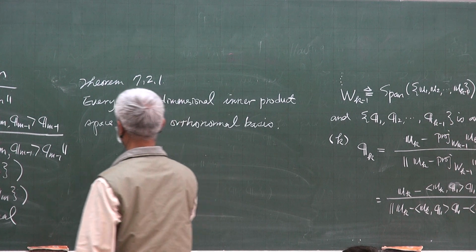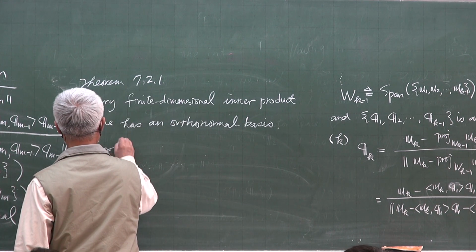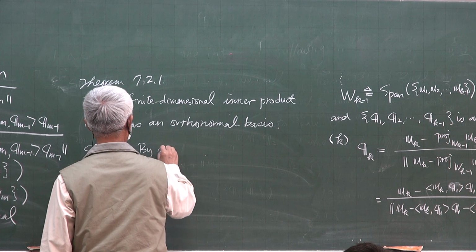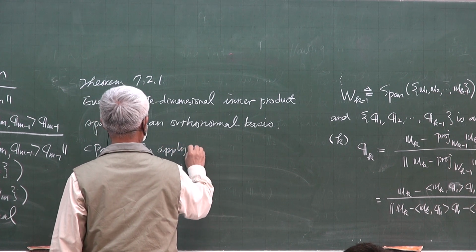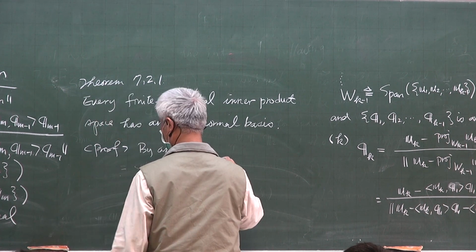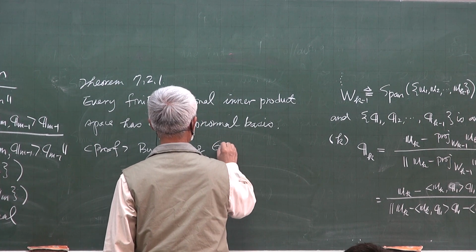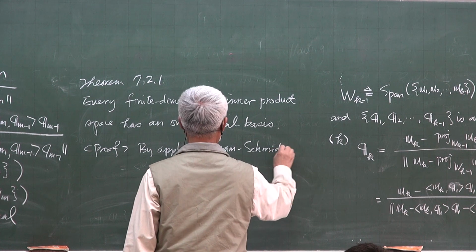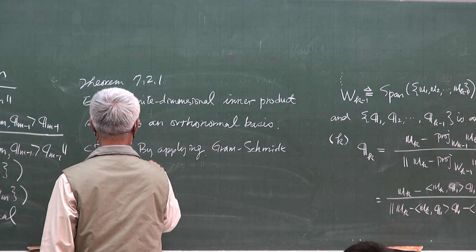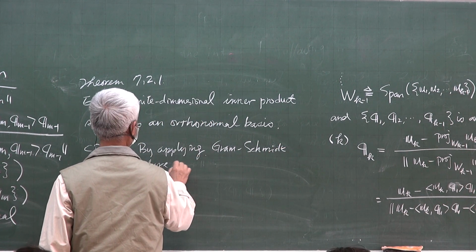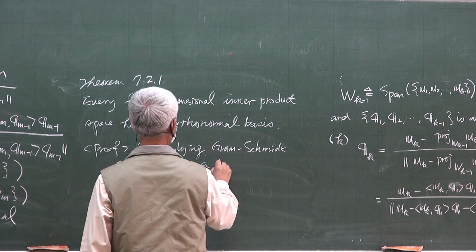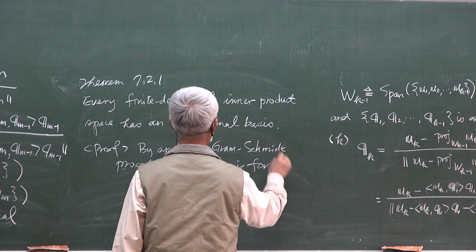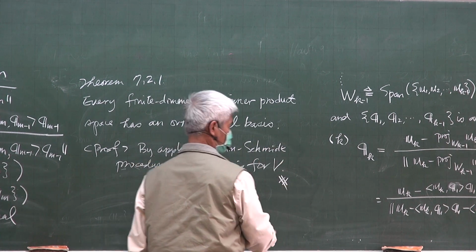So the proof is that by applying the Gram-Schmidt procedure to a basis for V, right? So it's done.